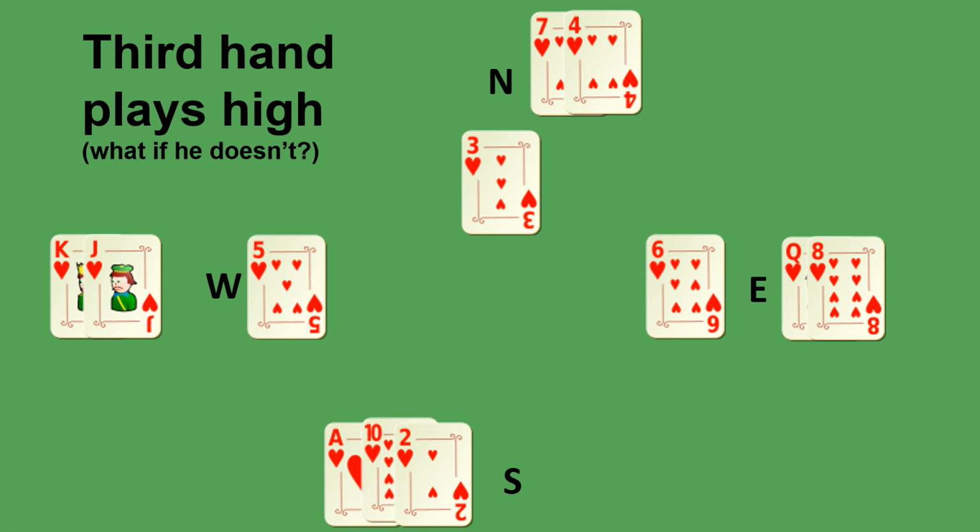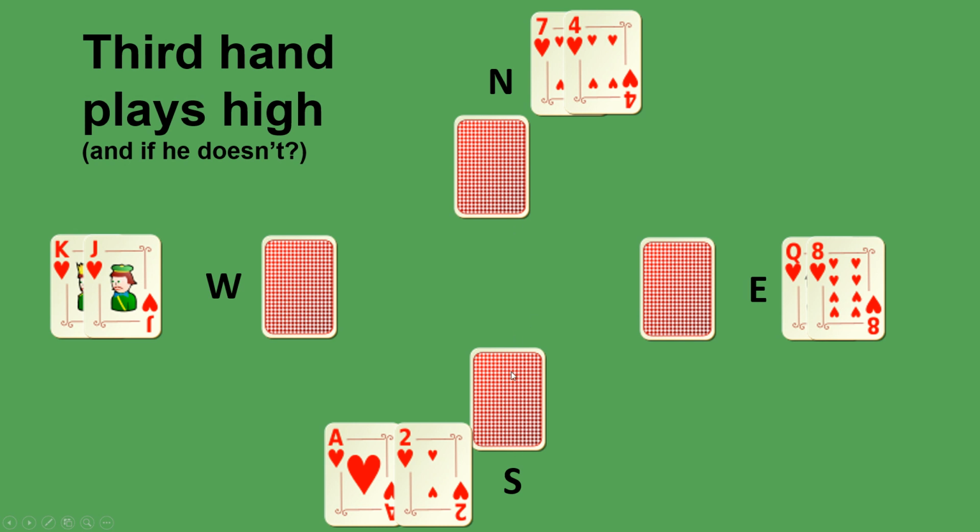I hope you chose to play the 10 of hearts. You just want to win the trick with the cheapest card possible, so the lowest card you can play to win the trick, and all he had to do was beat the 6. So North-South won this trick, and they place it facing them.